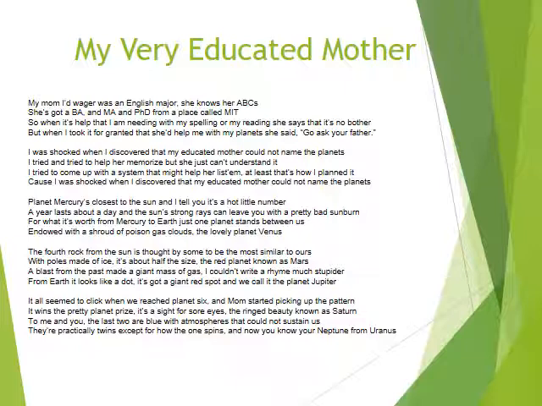When we reached planet 6, it all started to click, and Mom was picking up the pattern. Who wins the pretty planet prize that's safe for sore eyes? The ring beauty known as Saturn. And it's me and you, the last two are blue, with atmospheres that could not sustain us. In fact, they're practically twins except for how the one spins, and now you know your Neptune from Uranus.